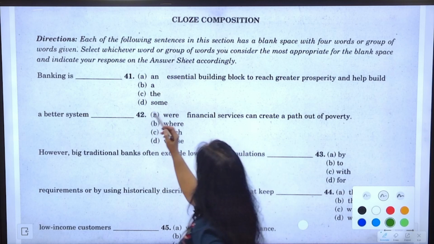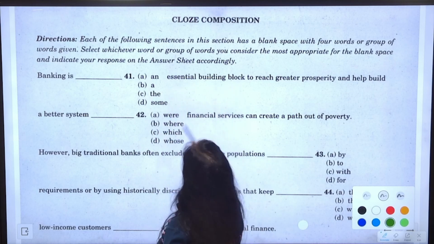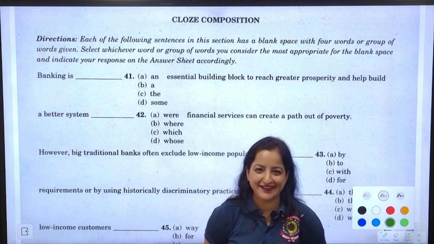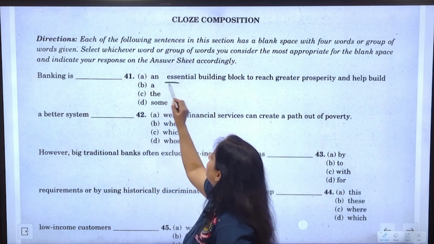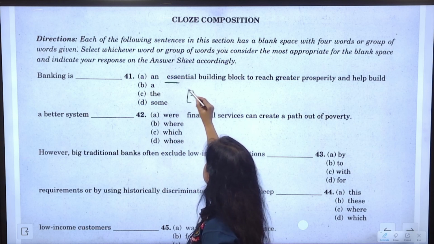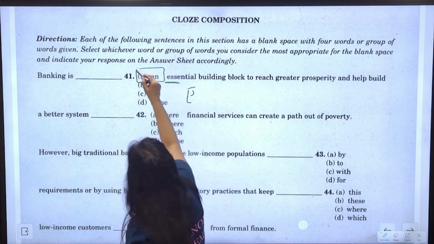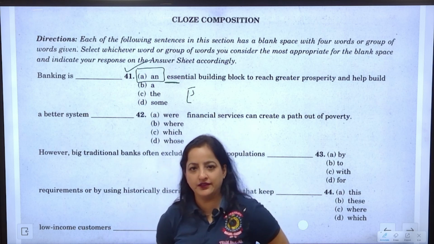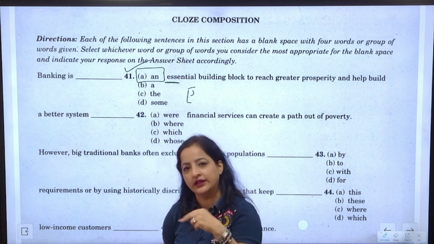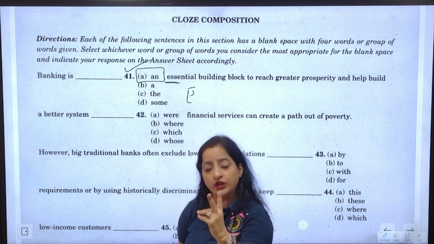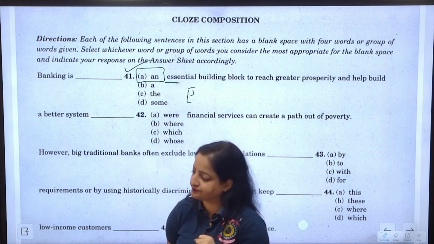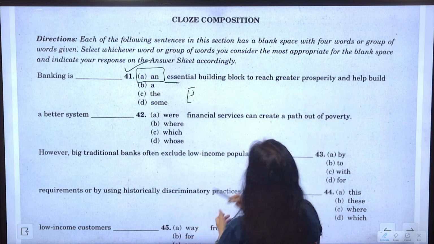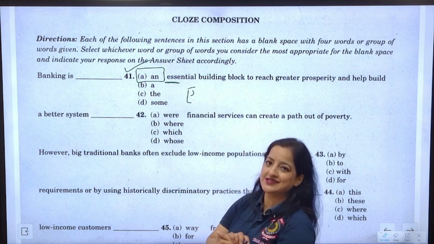So banking is essential building block. Article knowledge. What are the article rules over here? Yes, this is the vowel sound. E sound, no? A sound, essential. So therefore the correct answer is and. The तो पहली line में आएगा ही नहीं ना. And comes for the first reference and the will come for the second reference. अगर यही building block की दूसरी बार बात होती तो the आता. Okay, banking is an essential building block to reach greater prosperity and help build a better system.